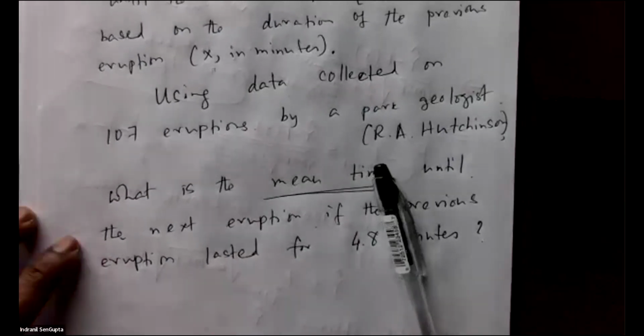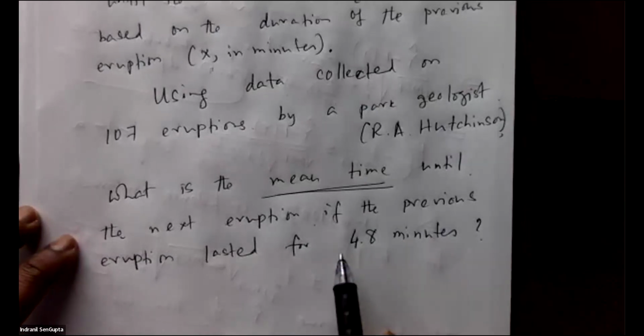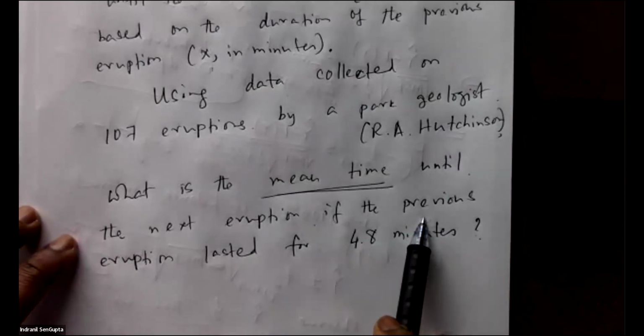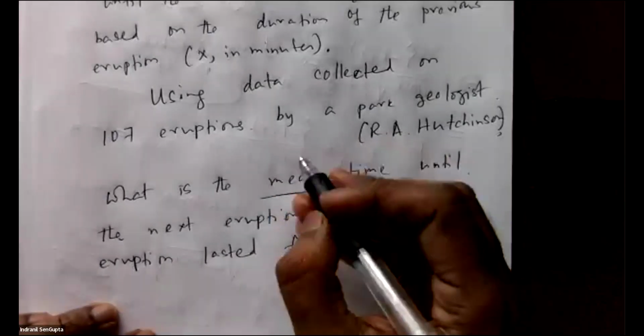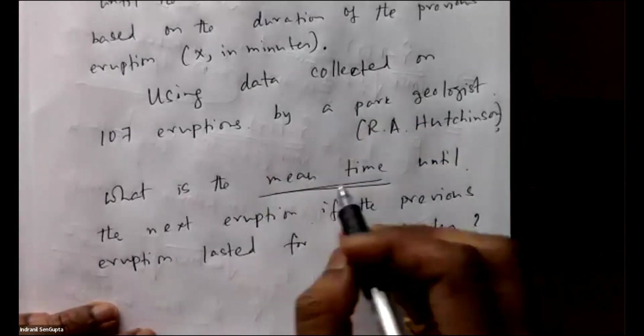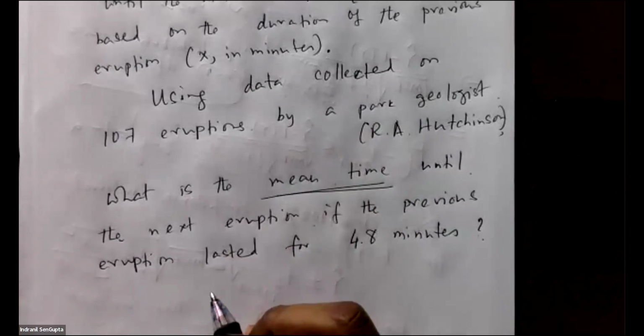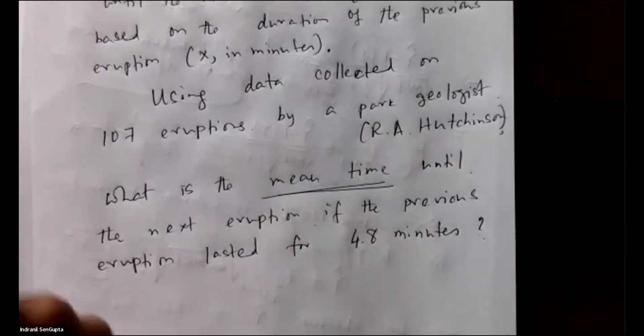Now the question is, if we know the previous eruption lasted for 4.8 minutes, how much time do we have to wait until the next eruption? And this is not just how much time. What is the mean time until the next eruption? Okay, so it's a classic setting for what we have discussed until this point. So let's compute this.